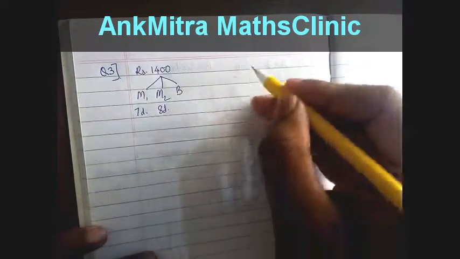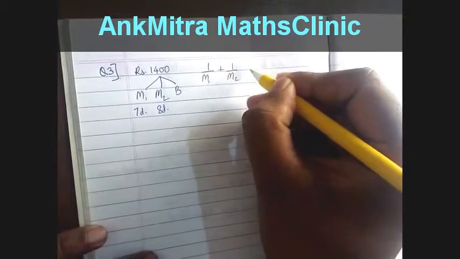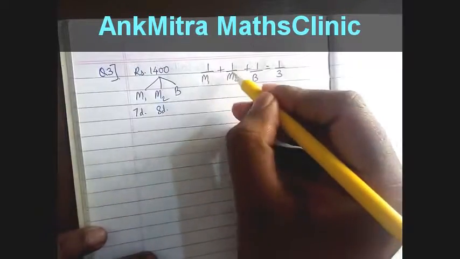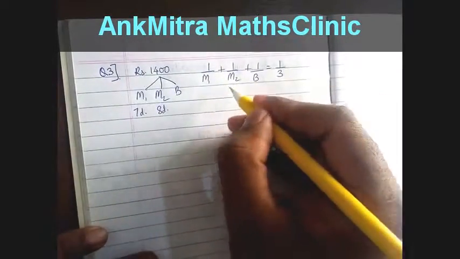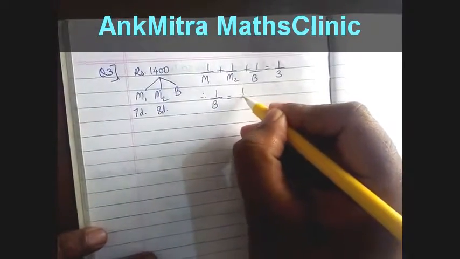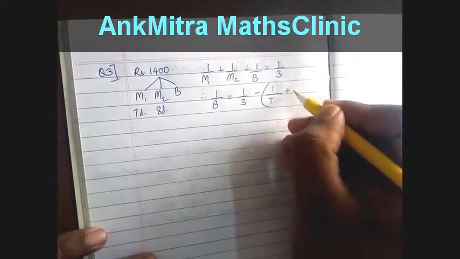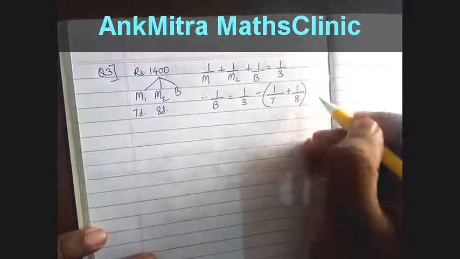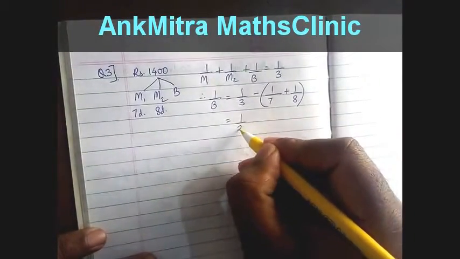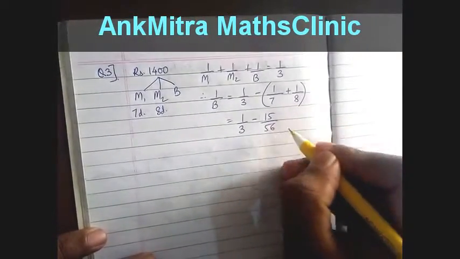in 3 days. Okay, so that means we have 1 upon M1 plus 1 upon M2 plus 1 upon B is equal to 1 upon 3. Since we know the numbers for M1 and M2, we can use that to find the value of B. So therefore 1 upon B is equal to 1 upon 3 minus 1 upon 7 minus 1 upon 8. Okay, simplifying this, what we get is 1 upon 3 minus 15 upon 56.